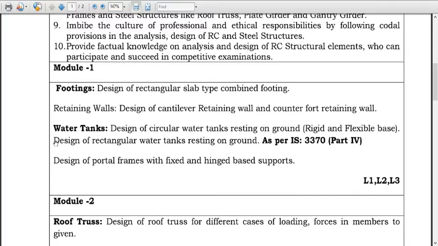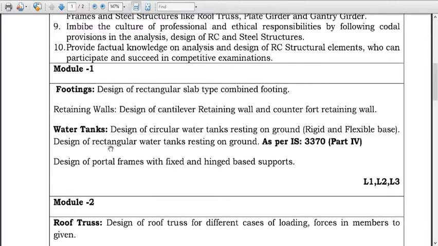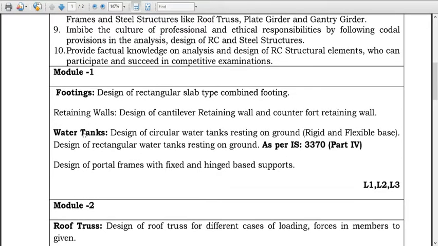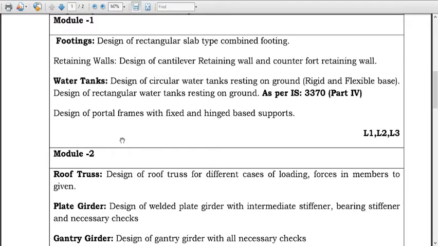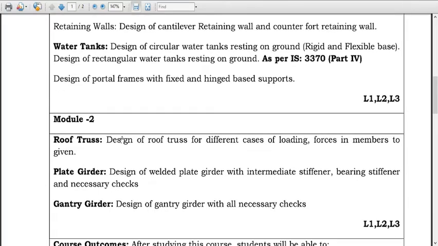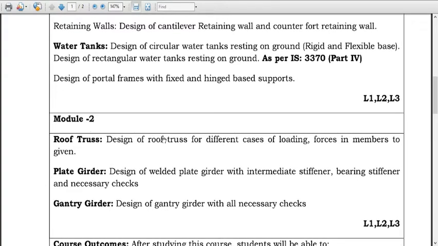And also in the previous classes we designed rectangular water tanks resting on ground. So in module number 1, that is design of RC, we have already completed two components, that is retaining walls and water tanks. So in the next class, that is today's class, we will start with module 2.